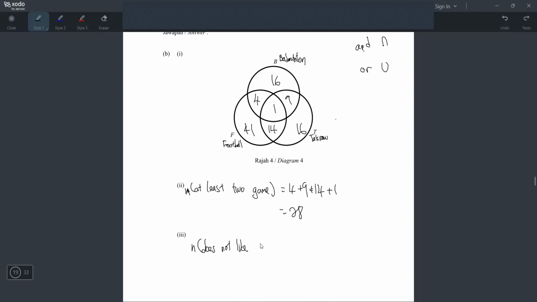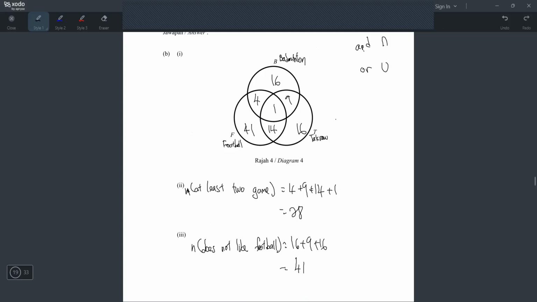Why do I have to write the n? Because the n stands for bilangan, number of elements. So, does not like football. So how much was it? 16 plus 9 plus 16, right? Because does not like football means we cannot take anyone in it, we only take badminton only or takraw only, or badminton and takraw only. Okay, so how much? 41.